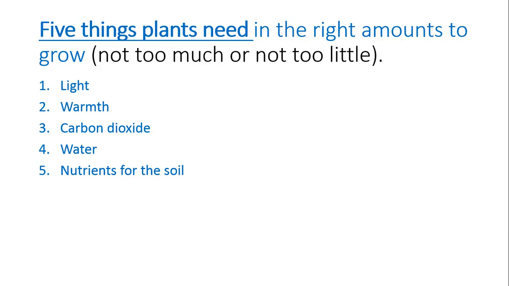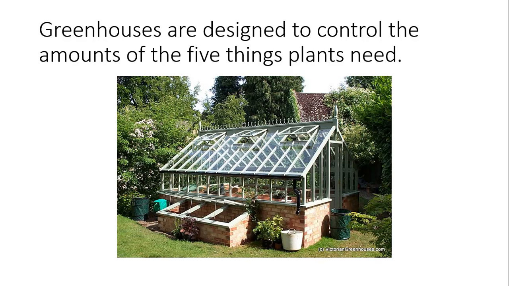5 things plants need in the right amounts to grow. Right amounts means not too much or not too little. These 5 things you should remember. They are light, warmth, carbon dioxide, water, and nutrients from the soil.